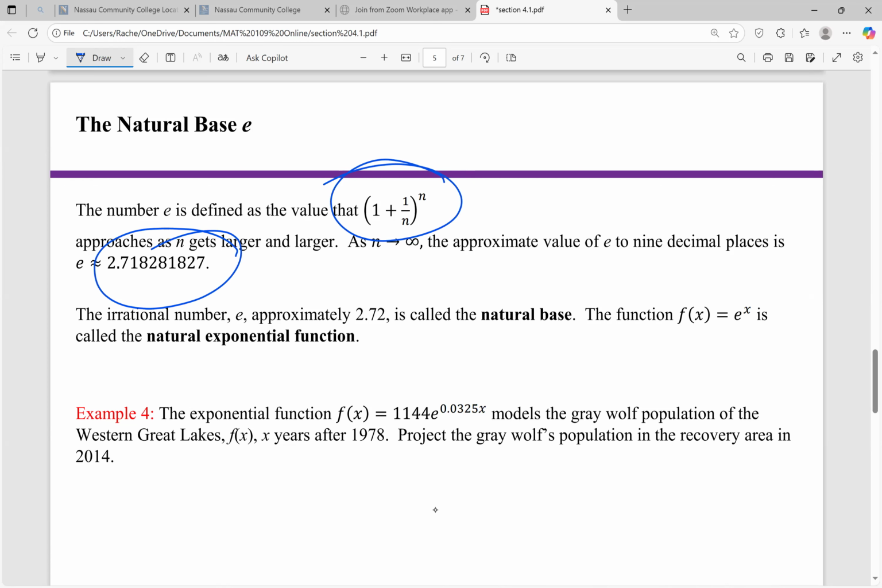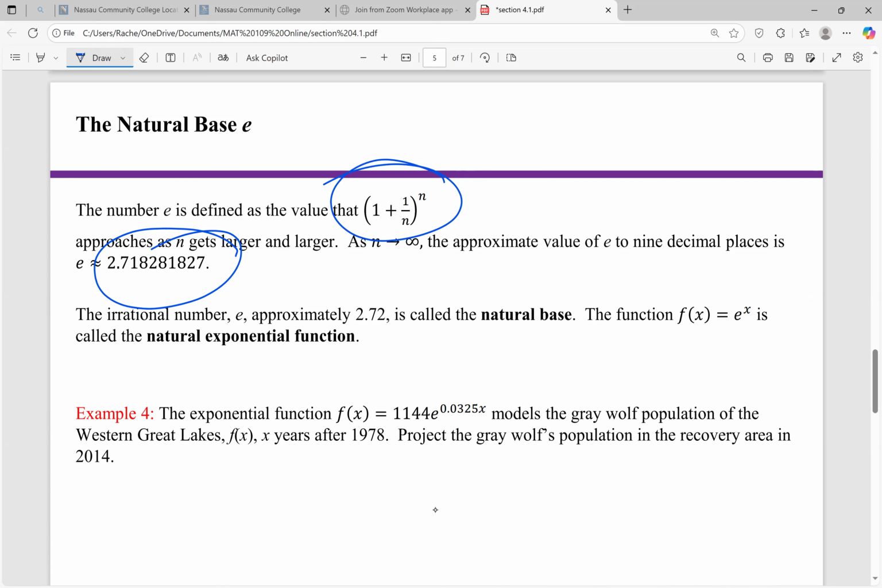So when we use an exponential model to model something, especially like interest, compound interest, continuous growth, this value that we're using, 1 plus 1 over n to the nth power, as n increases, it's going to get closer and closer to e. So when something's growing continuously, this value is going to approach e, and we use that as the base. So the function f of x equals e to the x is called the natural exponential function. It's called the natural base.